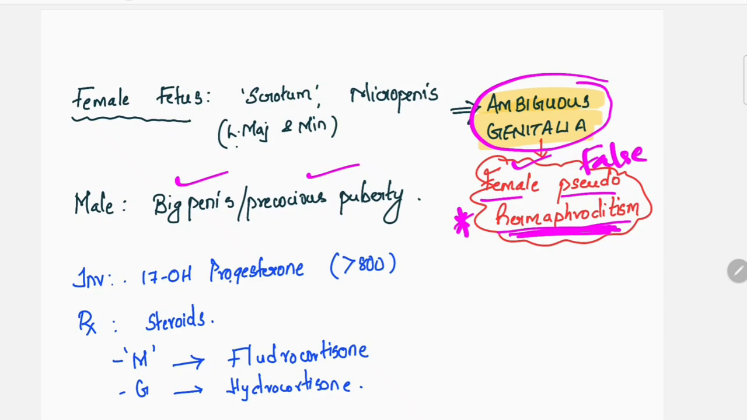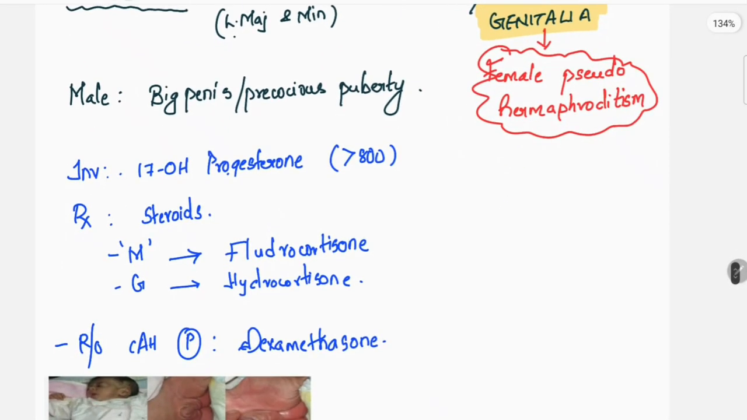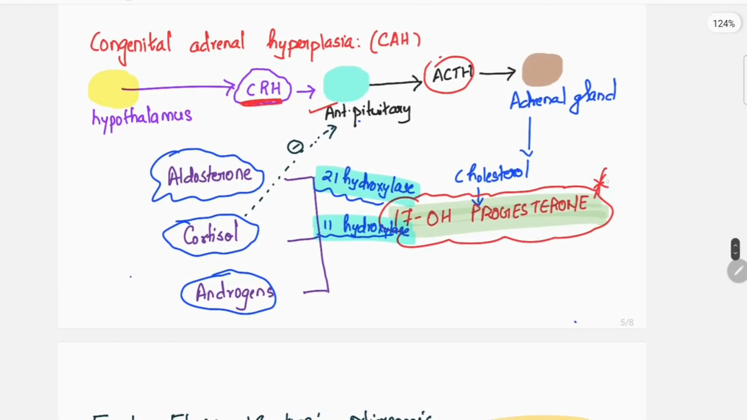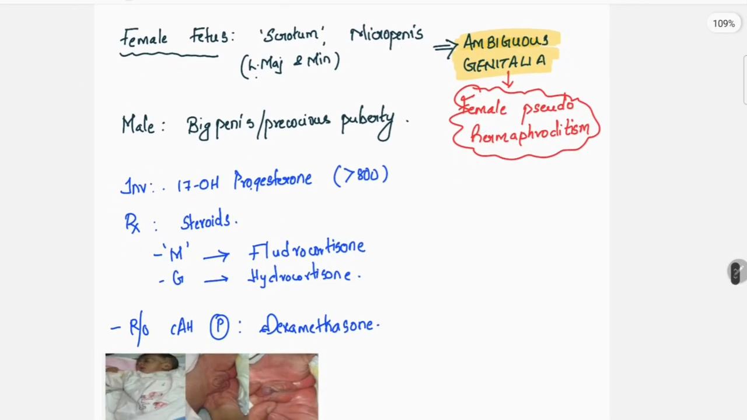Understood? Now what is the investigation, guys? I told you, in CAH what will increase? This one will increase, right? 17-OH progesterone. So you just check the 17-OH progesterone level in the patient. It is going to be very high. It's going to be more than 800.